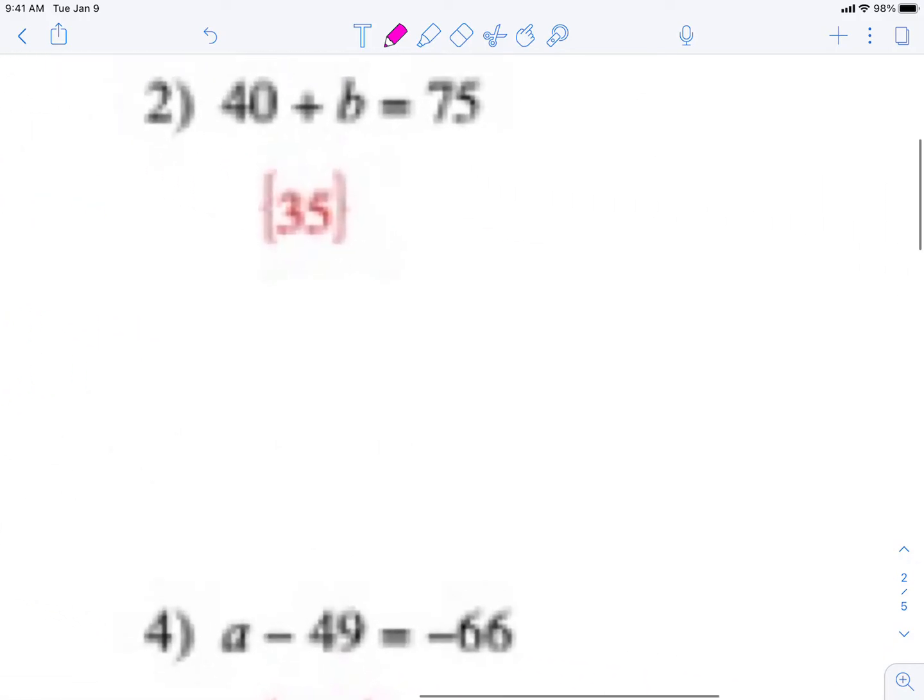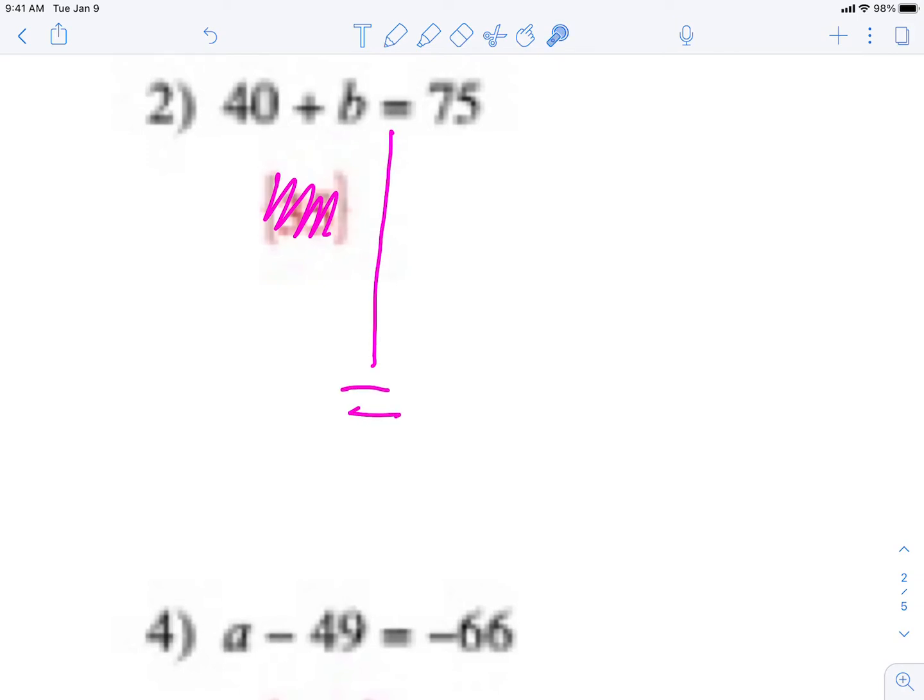Simple, simple, simple. So we know the answer is 35. So we say equal. This b is the variable now. So this b comes down on the left side. So that means I got to move this 40 over, and it becomes minus 40. So 75 minus 40 is 35.